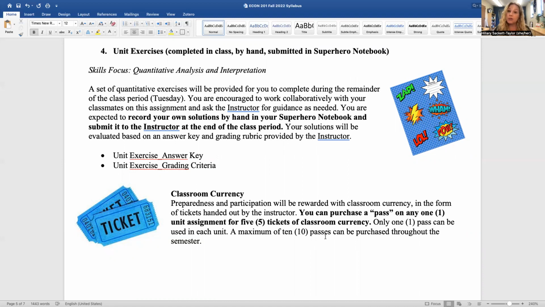And then you can use these tickets to purchase a pass on any one of these unit assignments. The rules that I'm applying to this is that one unit assignment will cost you 5 tickets of classroom currency. You can only buy a pass for one of the 4 assignments in any given unit. And over the course of the semester, you'll max out at 10 passes.